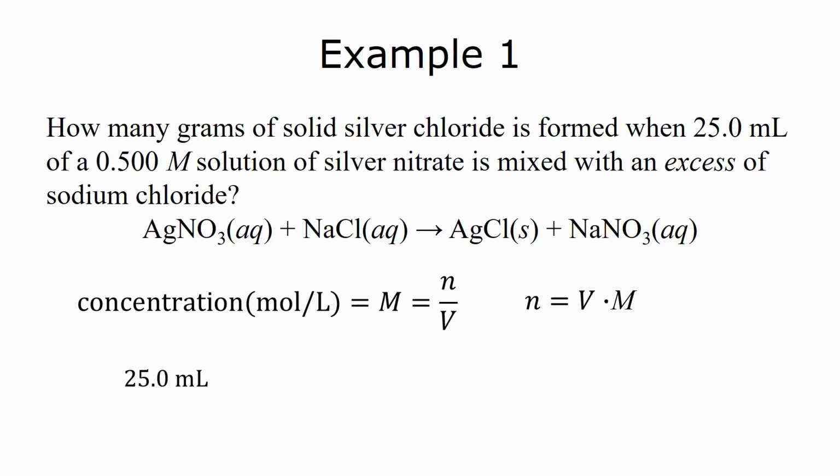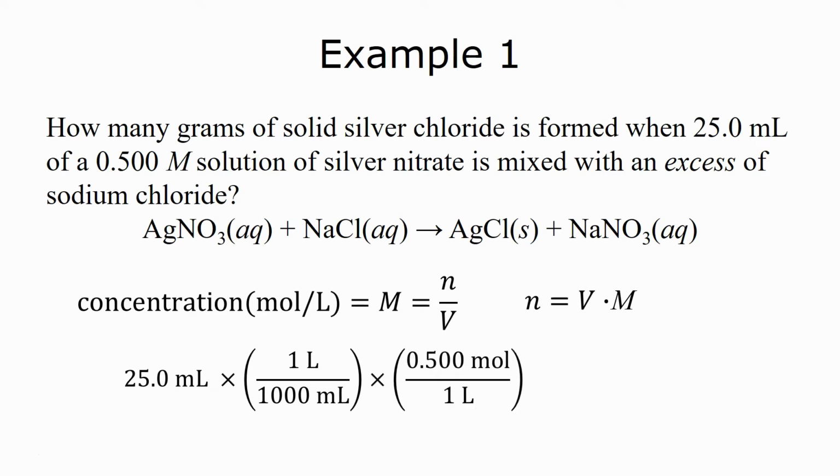So we start with our 25 milliliters of our silver nitrate. Now remember, concentration is in moles per liter, so we have to convert our milliliters to liters. Once we've converted milliliters to liters, then we just multiply times molarity, and of course the units of molarity are moles per liter. And so milliliters and liters cancel out, leaving us with 0.0125 moles of silver nitrate.